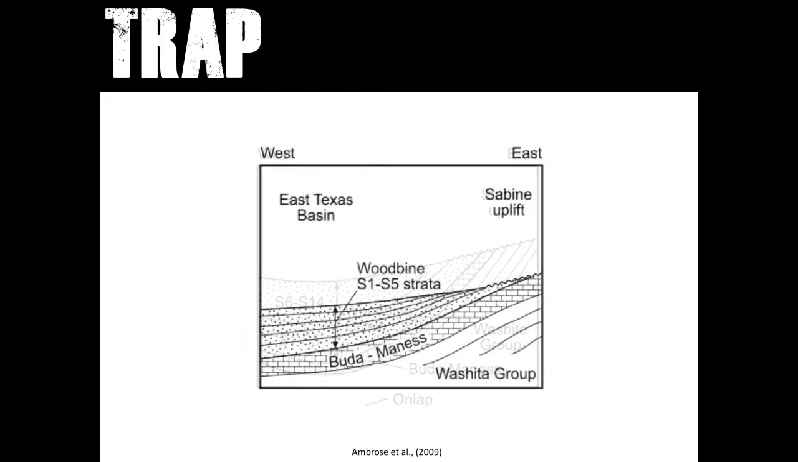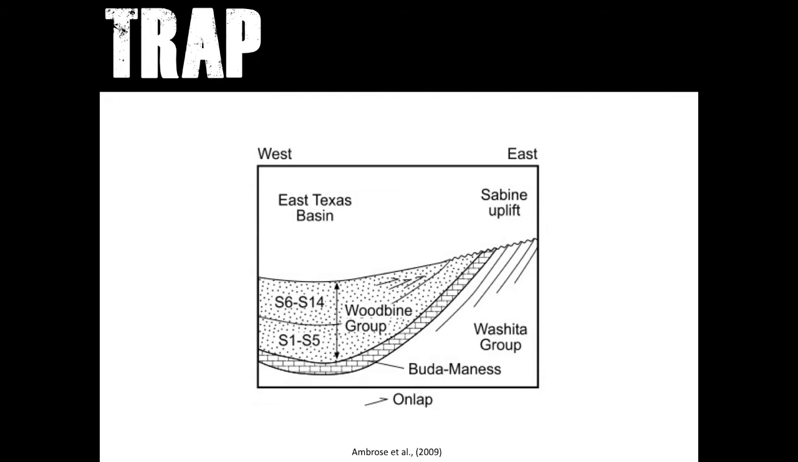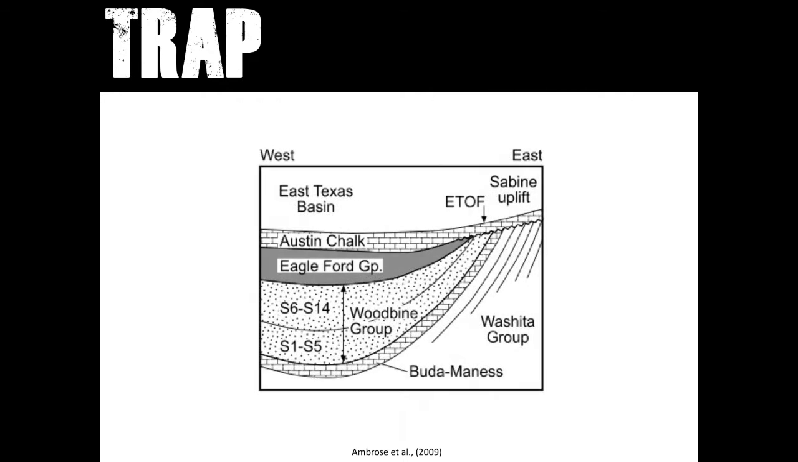During deposition of the Woodbine group, the Sabine Uplift was active, which exposed the strata to tilting and erosion. This resulted in the formation of the base of Austin angular unconformity. Calcareous siltstones of the transgressive Austin Chalk were then deposited on top of the truncated Woodbine sandstones, forming the impermeable seal and the trap mechanism.